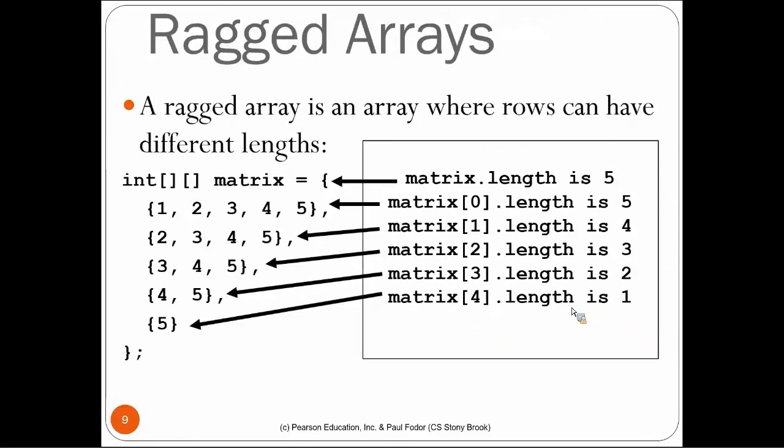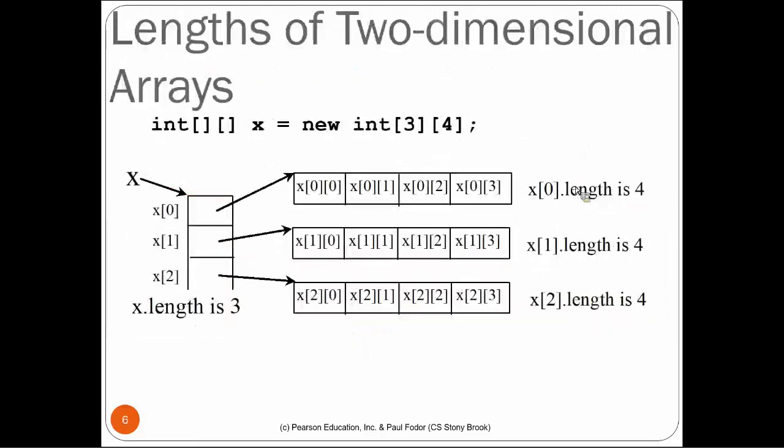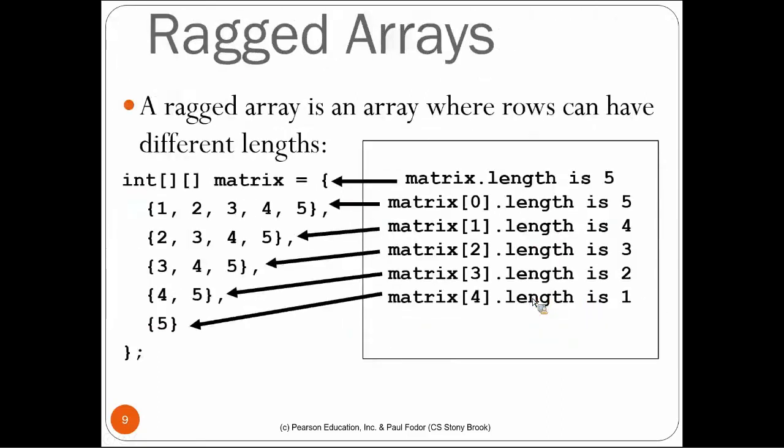In Java, because internally in memory the rows are stored separately, each row can have a length of its own. We can also create what are called ragged arrays. They are arrays where the rows have different lengths, or there exist at least two rows that have different lengths.